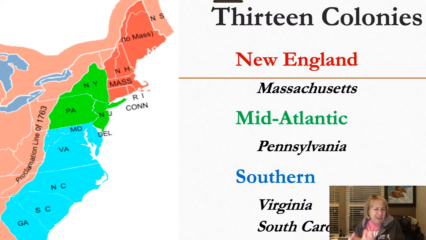Now, the kicker here is that there's a fourth region, and that's the Chesapeake region. The Chesapeake region is Virginia and Maryland, the two colonies that basically surround the Chesapeake Harbor. Both of these colonies are going to be tobacco farms. That's where you're going to find a lot of the tobacco growing, which I'll talk about in just a second.